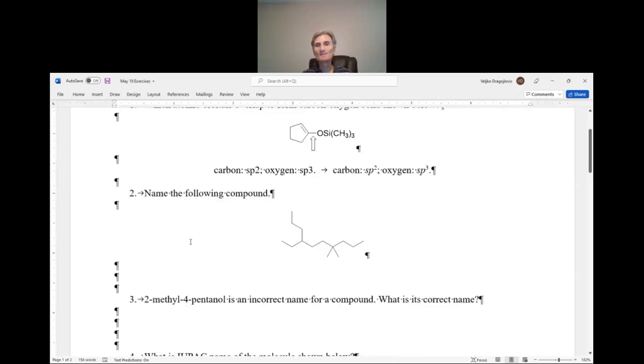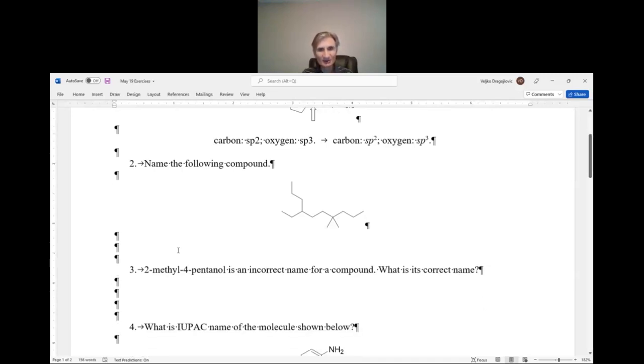Question number 2. This is actually where now we are starting with nomenclature or naming of organic compounds. So name the following compound. I just drew this one at random. I hope I don't have too many carbon atoms. This is obviously an alkane. There are no functional groups.